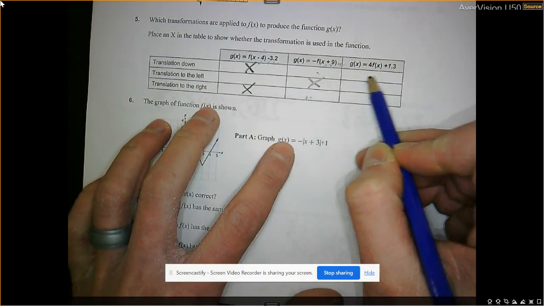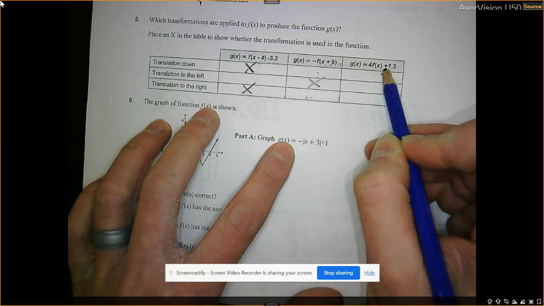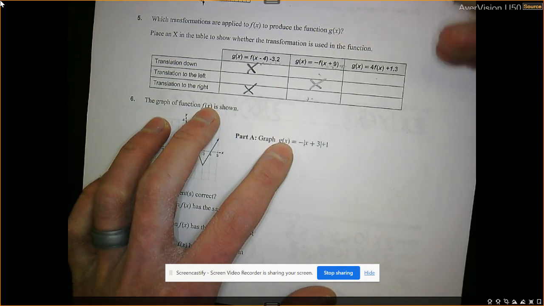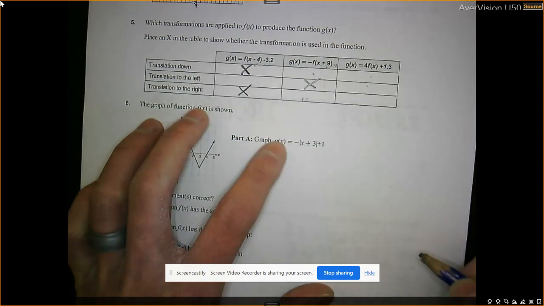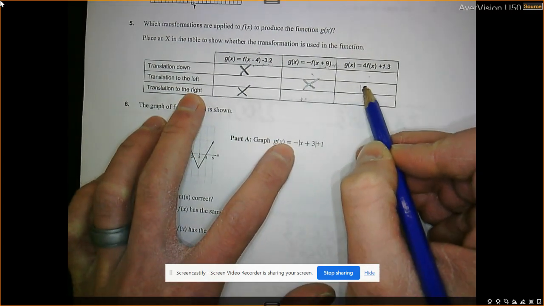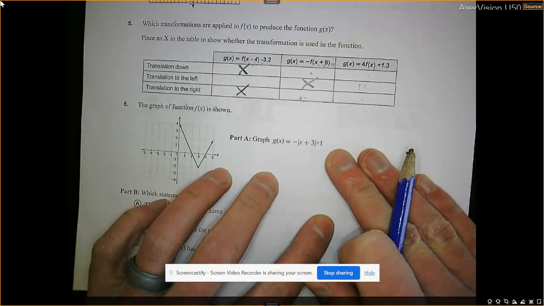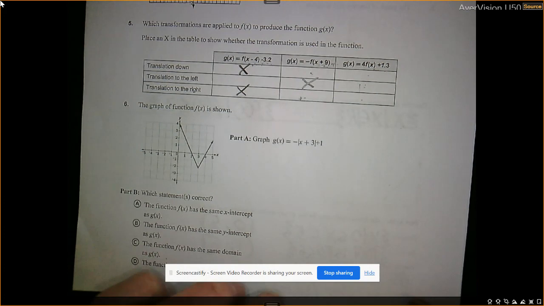Okay, translation down here. If this was a minus 1.3, it would be down, but since it's a plus 1.3 out back, that means it's going to move it up 1.3. So it's definitely not a translation down, and it's not going to move left or right either because nothing is happening to x inside the parentheses, so there's no box we can check on that last column.